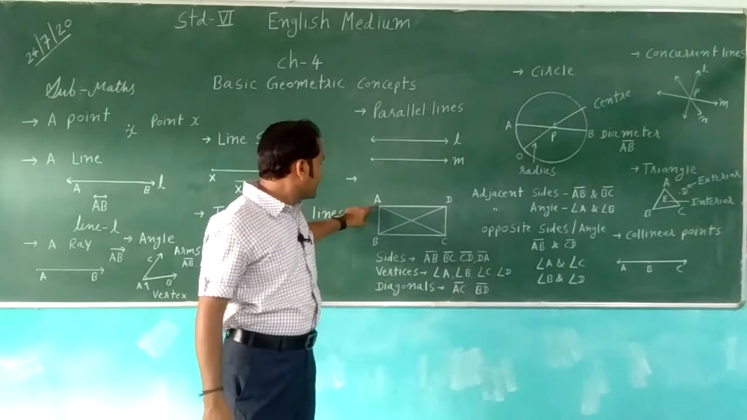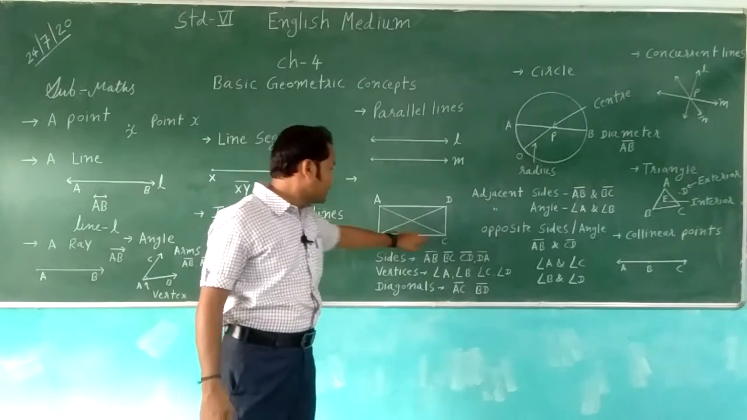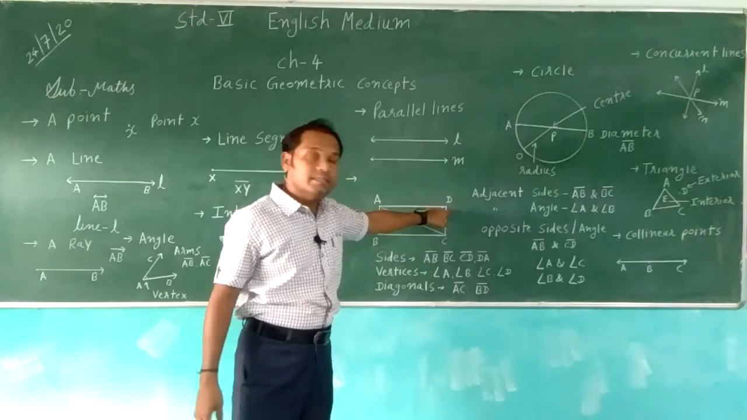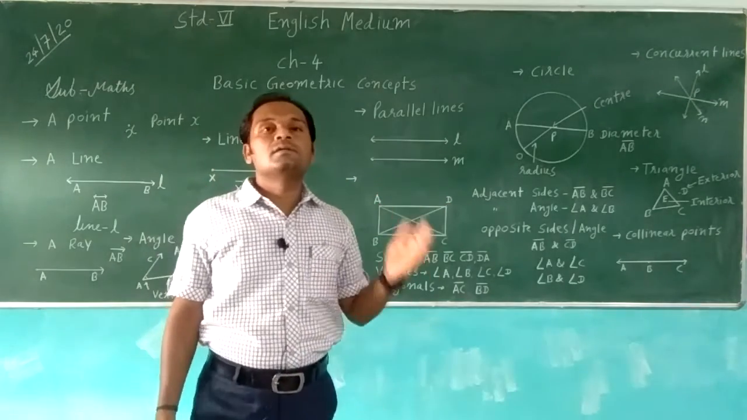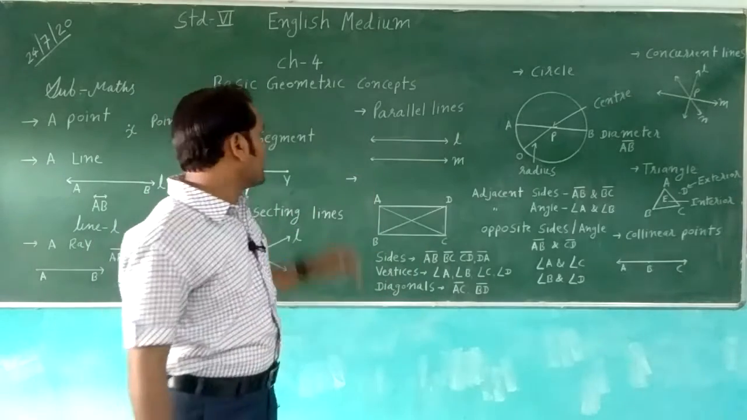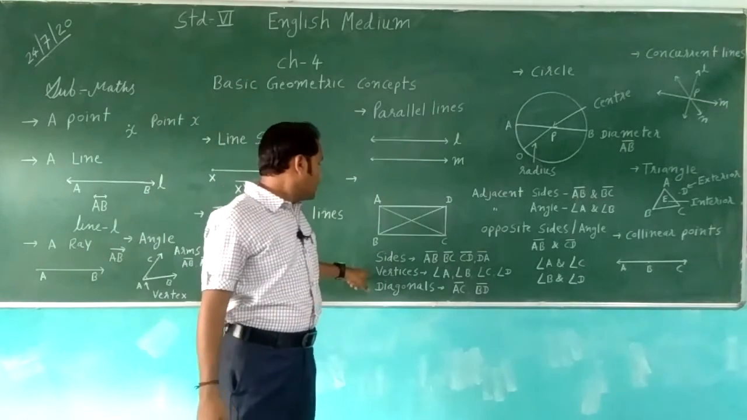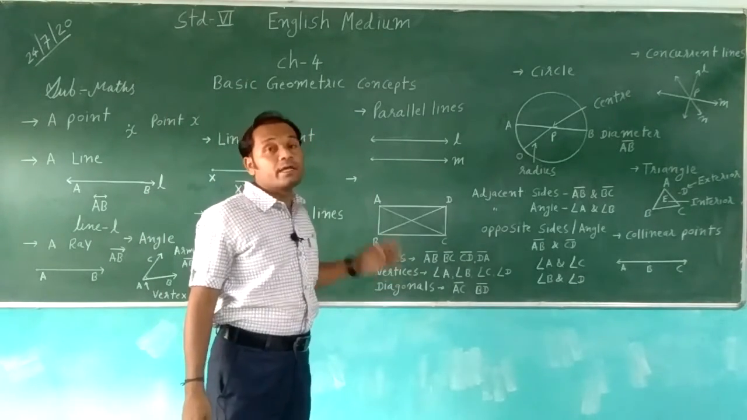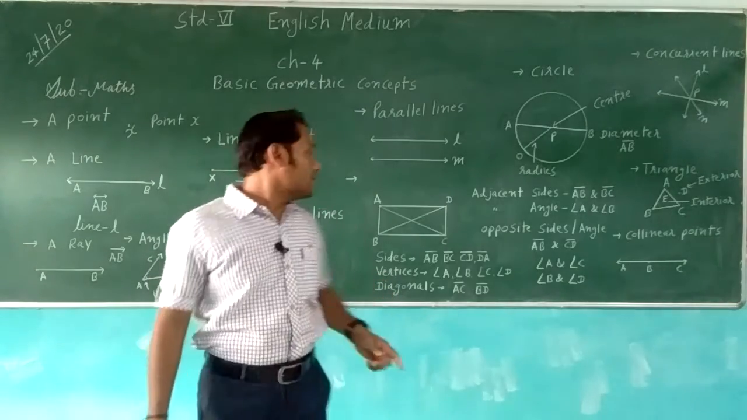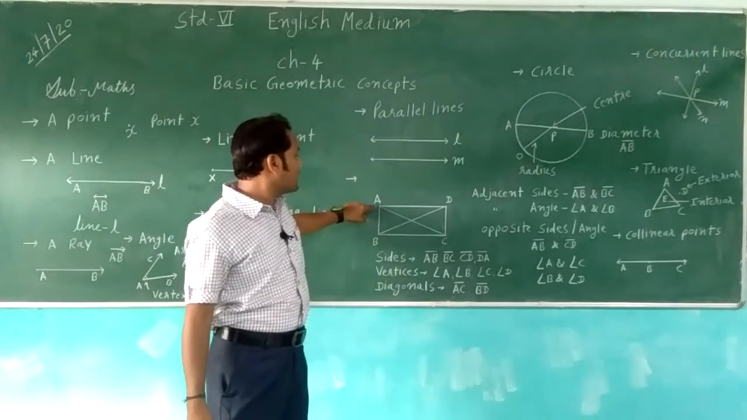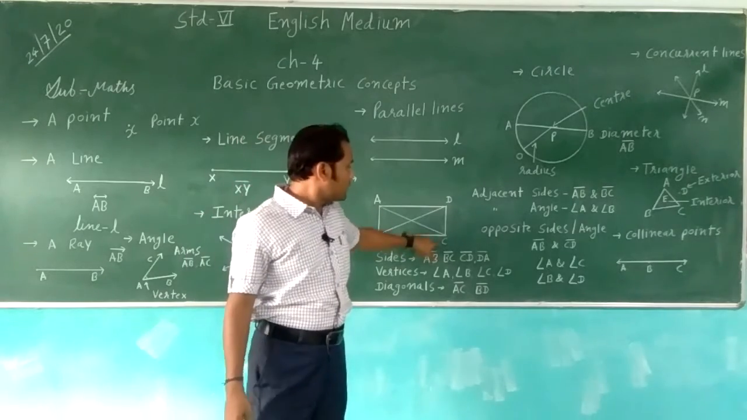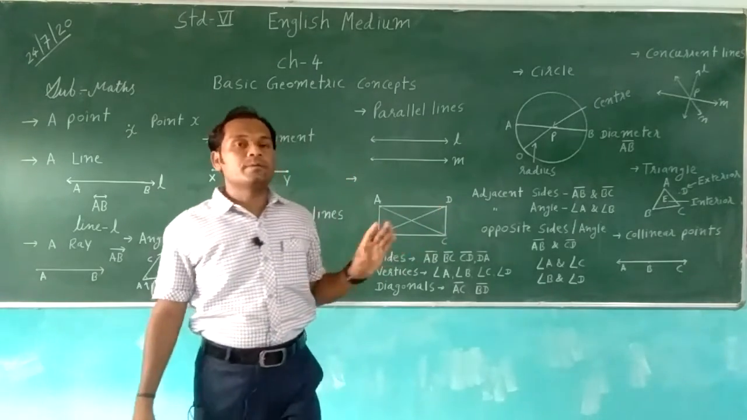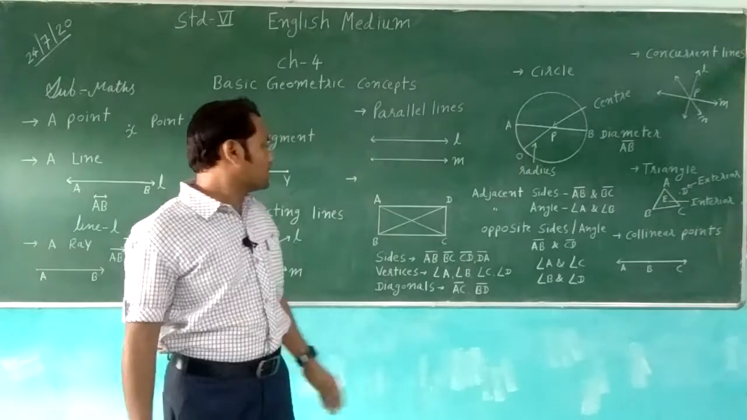The sides are side AB, side BC, side CD and side DA. These four are the sides of this rectangle. Vertices are there. Vertices means angles. So here four angles are there: angle A, angle B, angle C and angle D. Those four are the vertices.